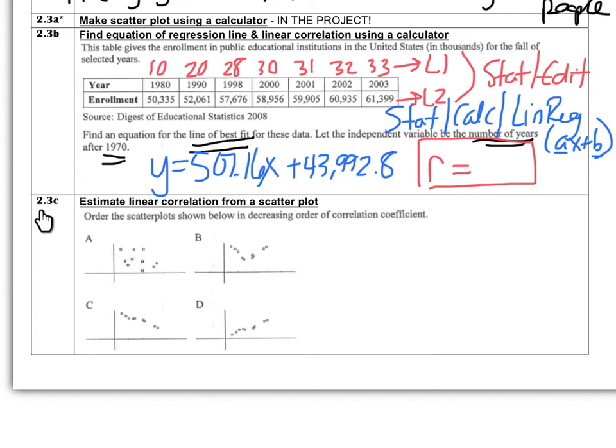If we look at 2.3c, estimate linear correlation from the scatter plot. So linear correlation, as I just said, is the r value. Remember, r is between -1 and 1. It cannot be any lower than -1 or higher than 1. And the raw number itself without the negative sign tells you how strong the correlation is. The negative sign tells you the direction of it.